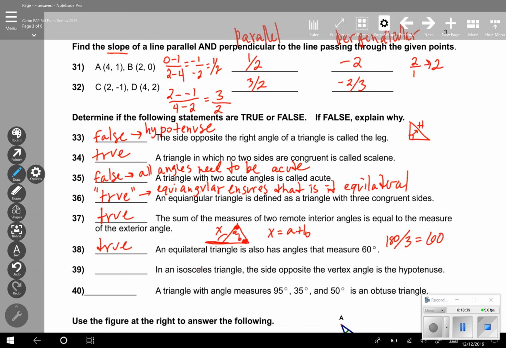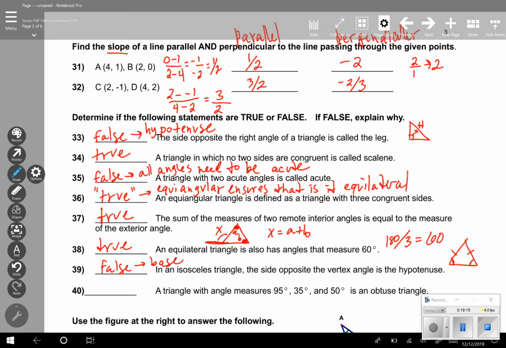And in an isosceles triangle, the side opposite the vertex angle is the hypotenuse. That one is going to typically be false. It's called the base, because we have base angles. But the vertex angle is the one angle that's different. Because here we have an isosceles triangle. So these are congruent there. And so this angle up at the top right there, that's your vertex angle. So here is called the base. And remember, these are your base angles, and they're congruent.